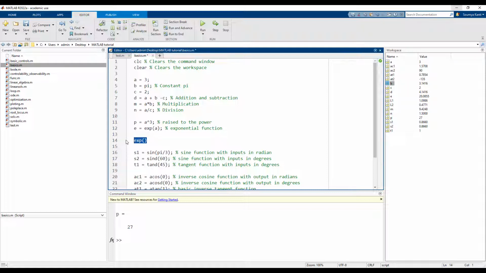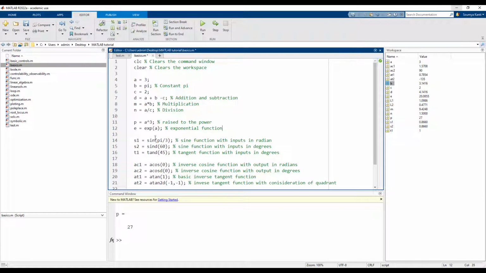Some of the functions actually have 2 arguments, so one will come later. So a tan 2. If I now give the bracket, you can see there are actually 2 arguments. You need to give y and then x. So it will help you while you are typing it.